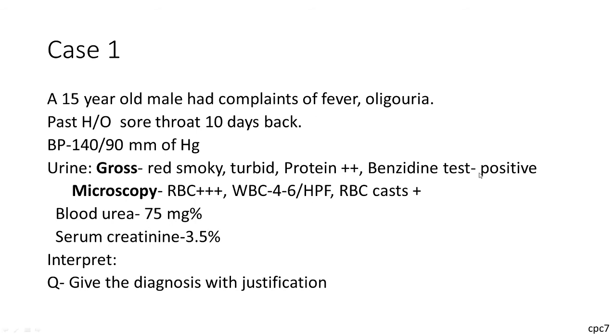Benzidine test was positive, that indicates there could be presence of RBCs. Microscopy revealed RBC, which was 3+. WBC was 4 to 6 per HPF. RBC casts were also present. Blood urea was 75 milligram %, and serum creatinine was 3.5. So now interpret and give the diagnosis with justification. So let us solve this case.